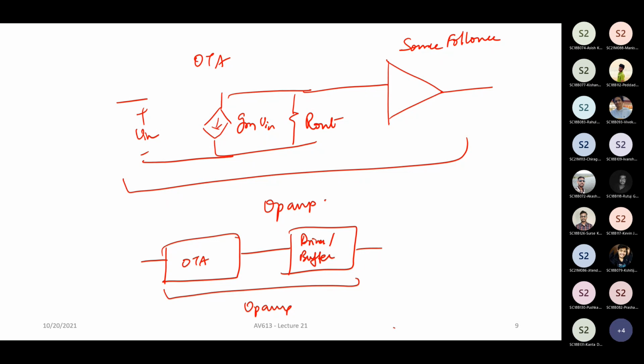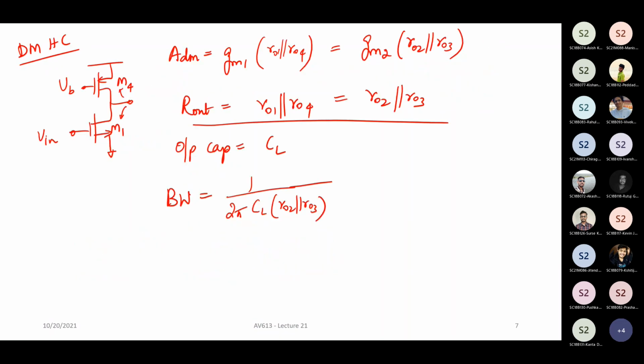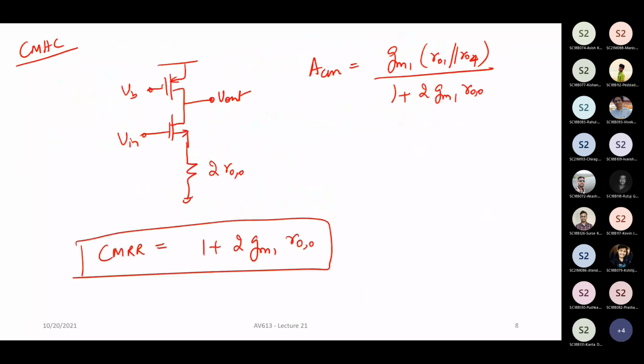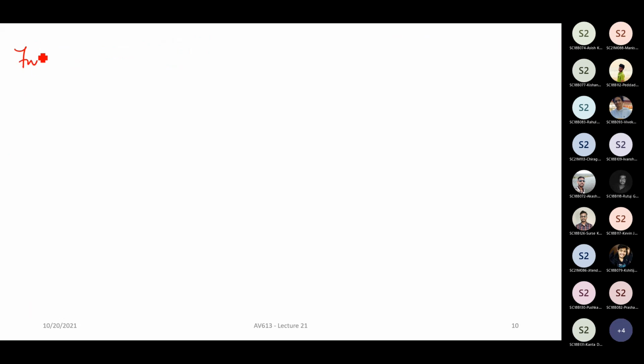So in many cases, we loosely call this 5 transistor thing the op-amp, and we use a source follower, driver, or buffer stage only in cases where resistive loads need to be driven. So this is a very simple op-amp, and this is what is called a fully differential op-amp, or let's just call it a fully differential OTA.